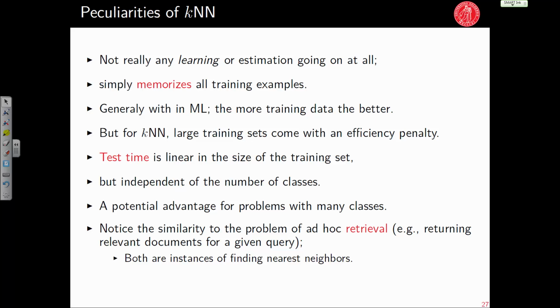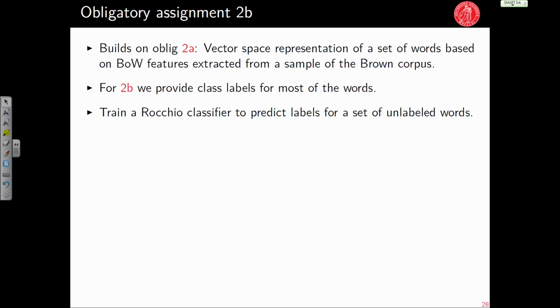Also, we don't have much time to talk a lot about that. I thought I would introduce it here, because there is still time for assignment 2B. You're still just starting with assignment 2A, but it's natural to introduce it here. This assignment you will work on in 10 days or so. In 2A, you're building vector space representations for a set of, I think, 120 or 122 words, based on bag-of-words features you're extracting from a sample of the Brown corpus.